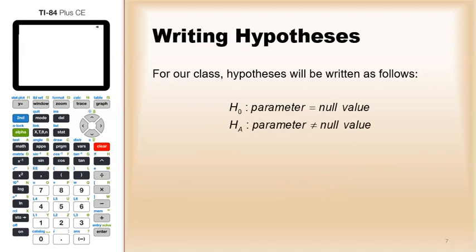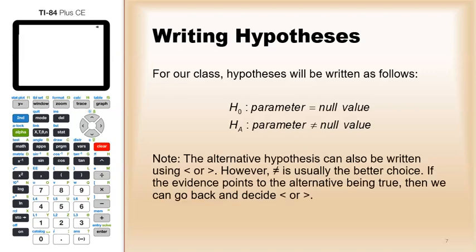So for our class, hypotheses will be written in this format, where the null hypothesis is that the parameter is equal to some null value, and the alternative is that the parameter is not equal to some null value. Now, the alternative can technically also be written with less than or greater than. However, starting with the next lesson on, the not equal to is going to be the better choice. If the evidence happens to point to the alternative being true, then and only then will we determine whether it's less or greater. But until we prove the alternative true first, we'll go with not equal to.